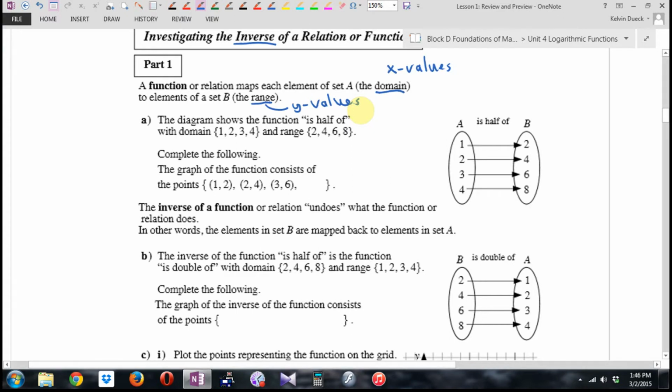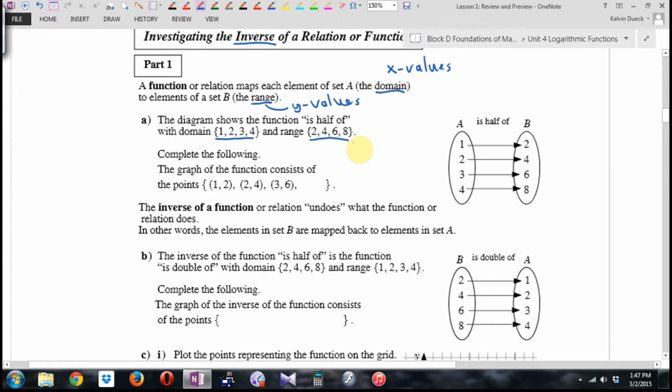So here is a diagram that shows the function is half of, is 0.5 of. Ready? 1 is half of 2. Yes? 3 is half of 6. 4 is half of 8. 2 is half of 4. We would say the domain is the set 1, 2, 3, 4. We would say the range is the set 2, 4, 6, 8.